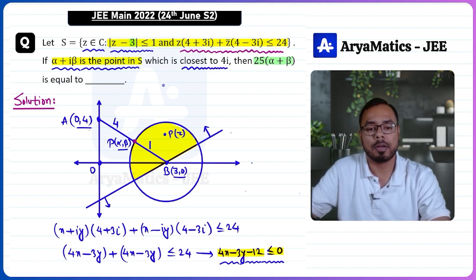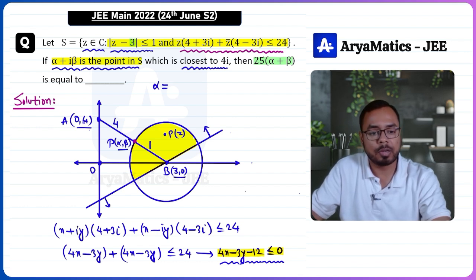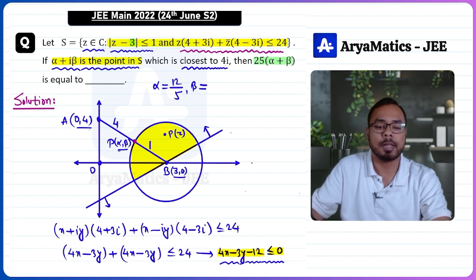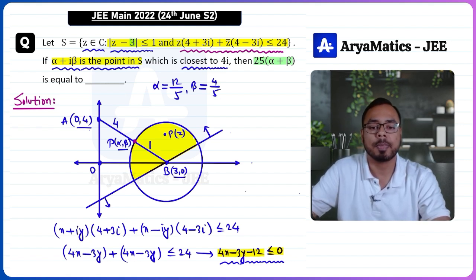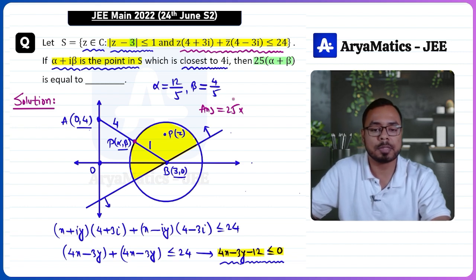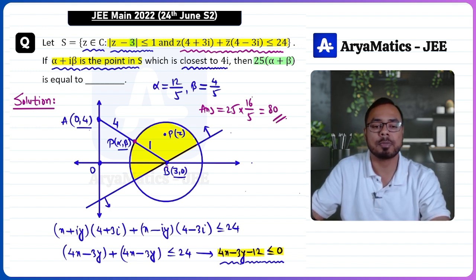So therefore, if I find alpha here, alpha will become 4 into 3 plus 1 into 0. So that will be 12, and that divided by 4 plus 1, 5. So using section formula, this will be alpha. And similarly, beta will be 4 into 0 plus 1 into 4, and that divided by m plus n, so 4 plus 1, 5. The problem was we need to find 25 into alpha plus beta. So alpha plus beta, that will be 16 by 5, and then 16 into 5, that will be 80. So that is the correct answer for this problem, right?